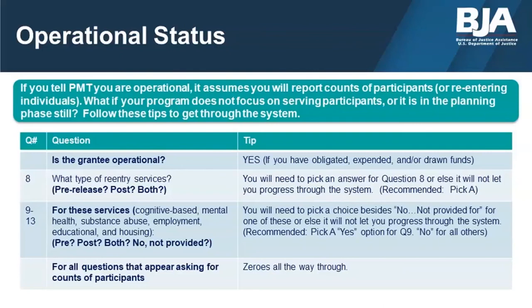Unfortunately, if you tell PMT you are operational, it assumes you will report counts of participants. This is an outdated feature of a system that was built when it was assumed that SCA programs focused primarily on reentry services for individuals. In fact, some SCA programs may focus instead on systematic and organizational improvements. Follow these tips to get through the system, even if you have to answer zeros for questions asking for counts of participants. I won't go through these in detail now, since these steps will make more sense to you after we overview later questions.